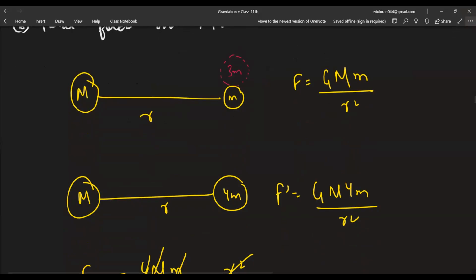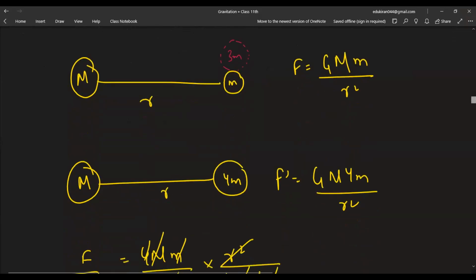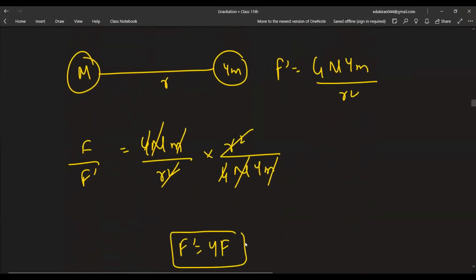Now, for the total force, let's take the ratio. When we take the ratio, we see that the new force is 4 times the original force. Now, clear? Yes, ma'am.